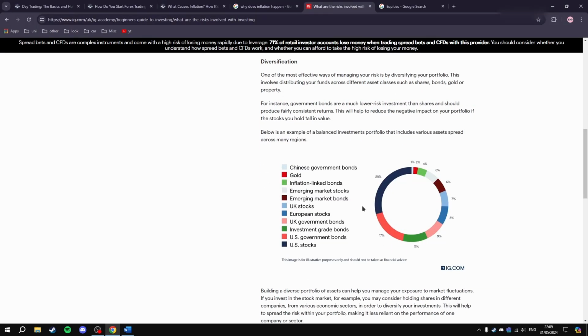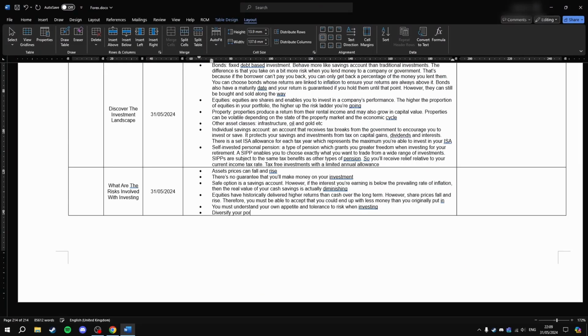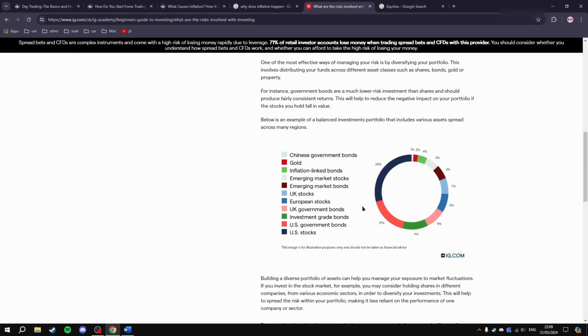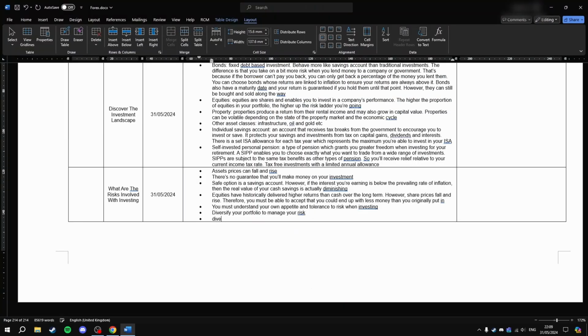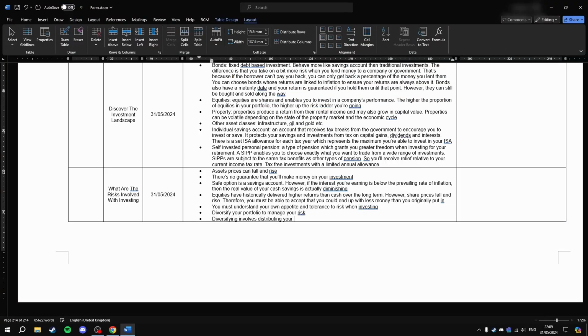Diversification. One of the most effective ways of managing risk is by diversifying your portfolio. This involves distributing your funds across multiple asset classes such as shares, bonds, gold, or property. So, diversifying involves distributing your funds across different asset classes.